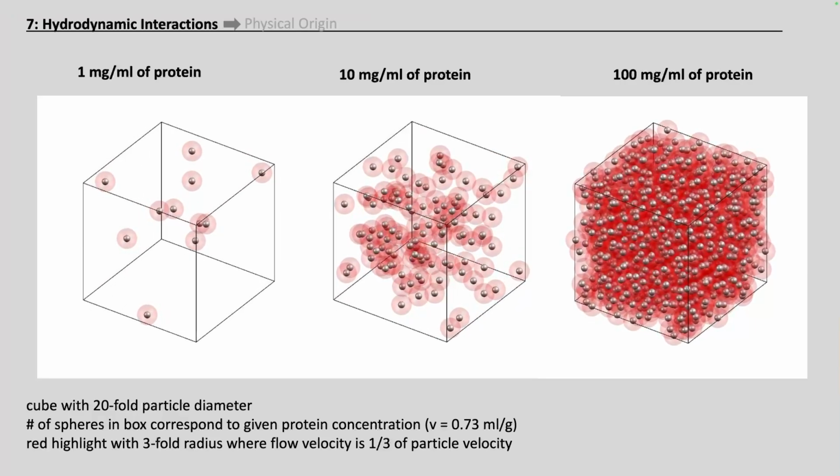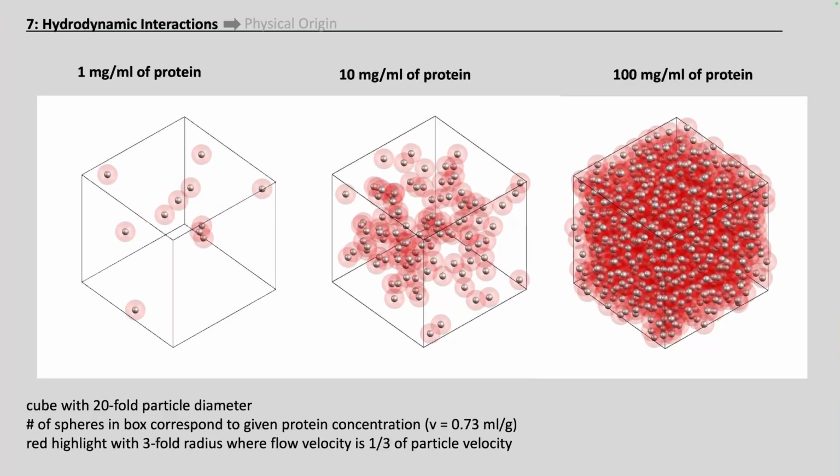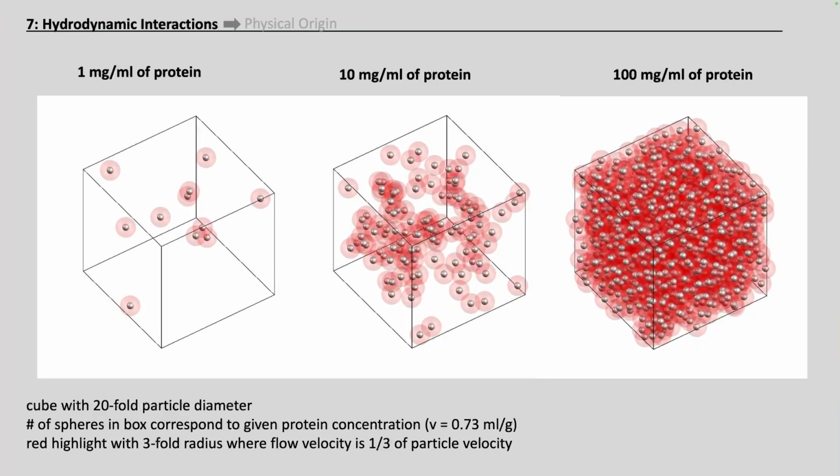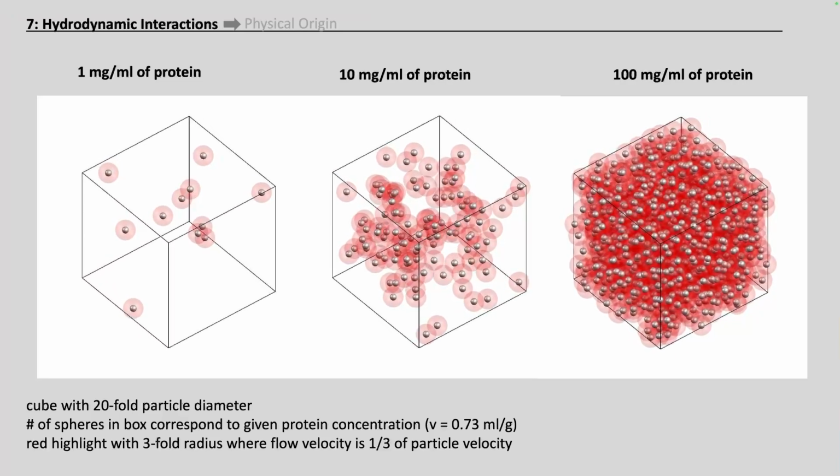This shows a cube of 20-fold particle diameter, each particle with a red highlight for the region where a solution is dragged along with more than 1/3 of the particle velocity. At 1 mg per mil, there is a good distance between the molecules and their flow field.